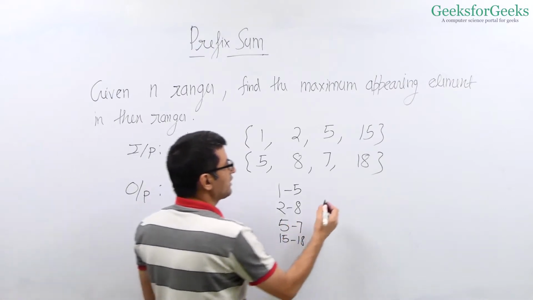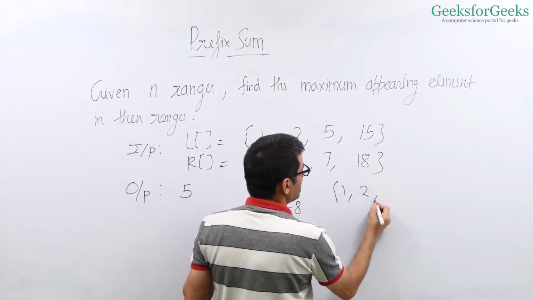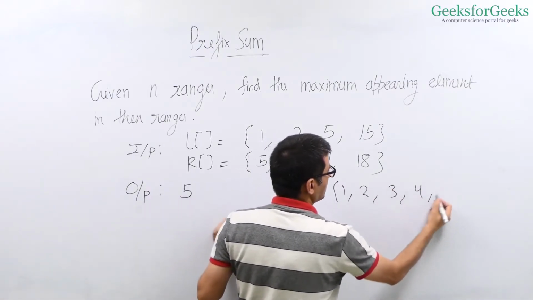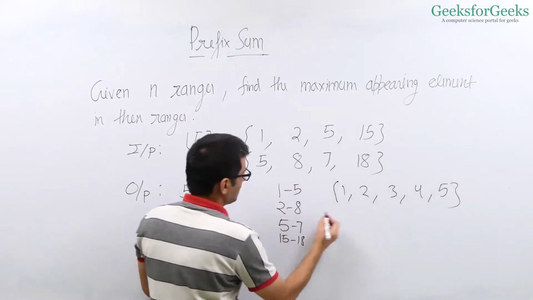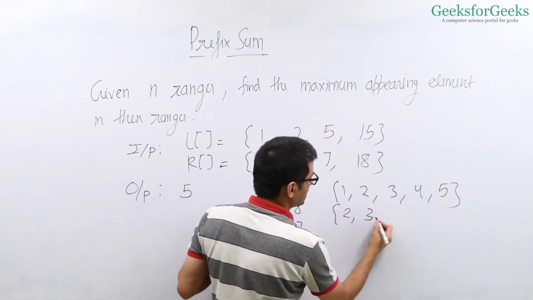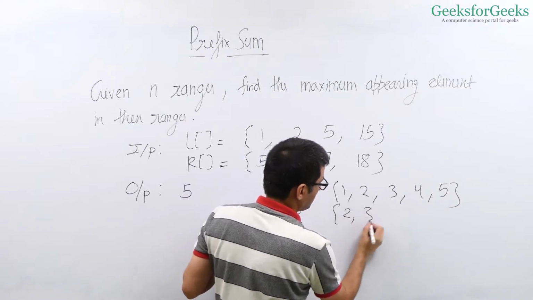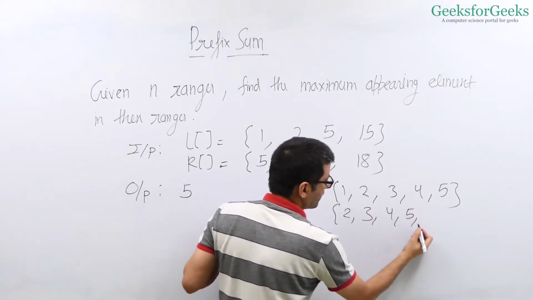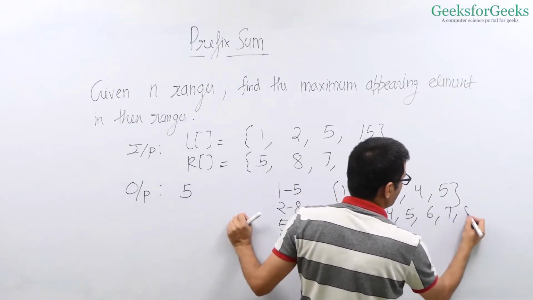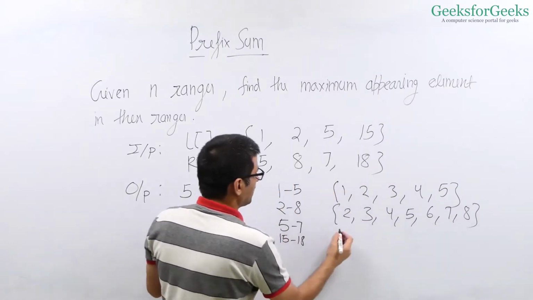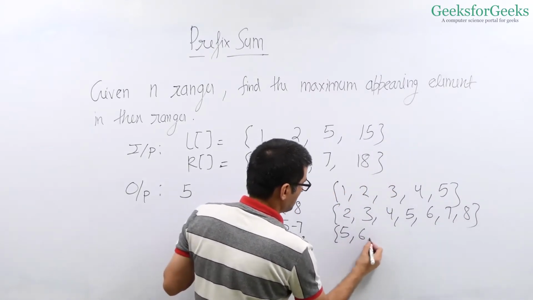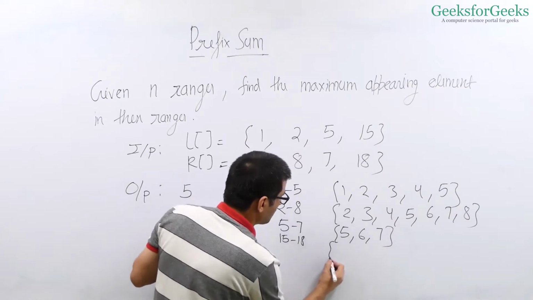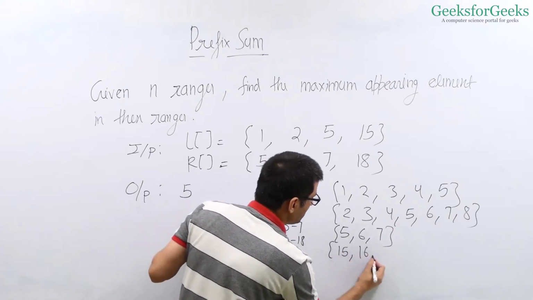So the ranges are 1, 2, 3, 4, 5. 2, 3, 4, 5, 6, 7, 8. 5, 6, 7. 15, 16, 17, 18.